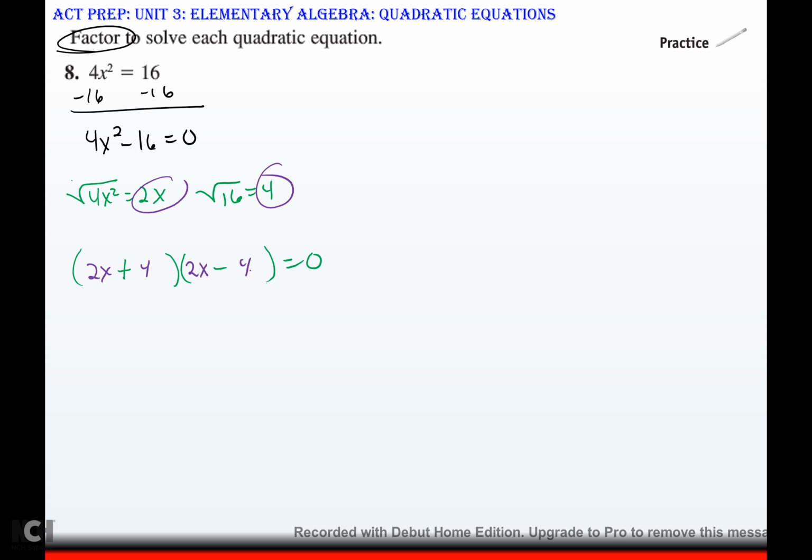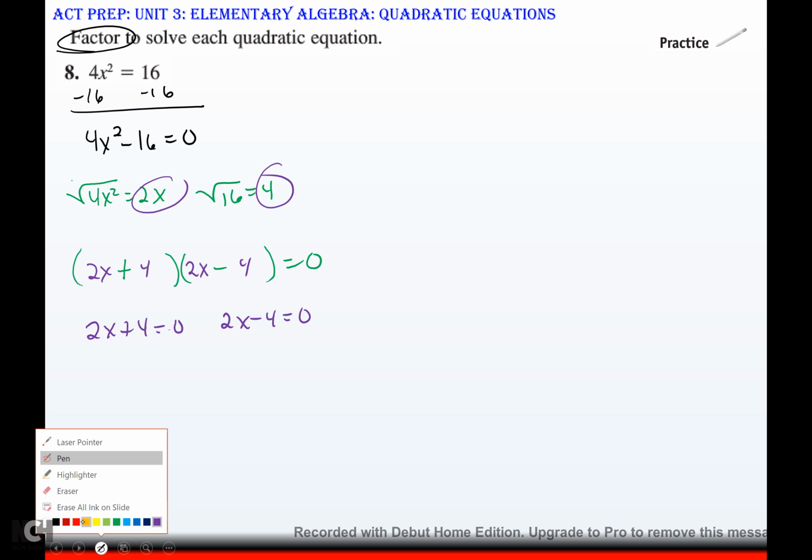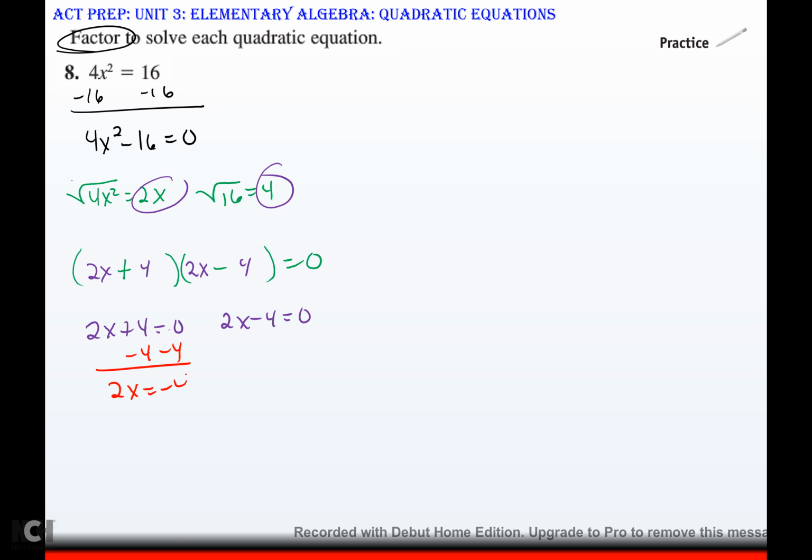So now to solve it, I'm going to have 2x plus 4 equals 0, 2x minus 4 equals 0. Minus 4, minus 4, 2x equals negative 4.